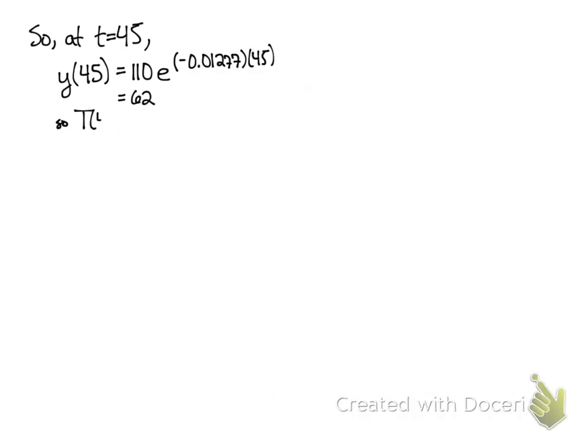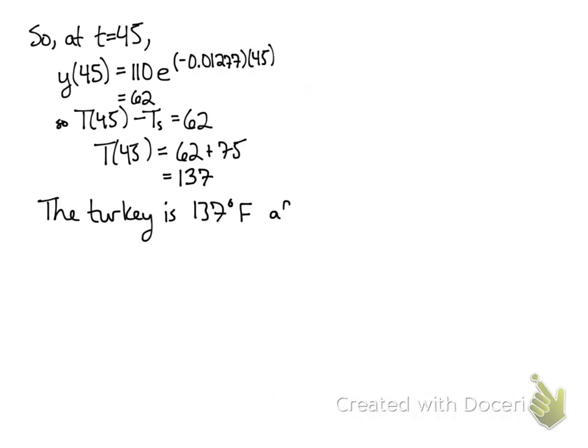What does that tell us about the temperature at 45 minutes? Well, remember y is just the temperature minus the surrounding temperature. So T(45) minus the surrounding temperature is 62. That surrounding temperature was 75, so the temperature of the turkey at 45 minutes is 137 degrees Fahrenheit. Okay, so we used the given data to find k in this particular situation, and then we put that back in along with t = 45 to find the temperature at 45 minutes.